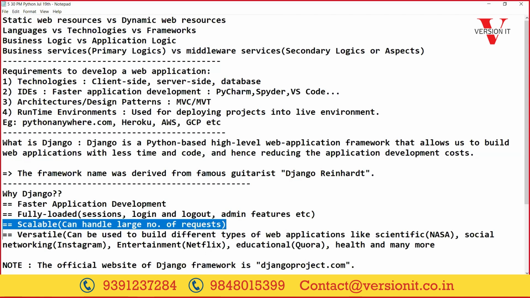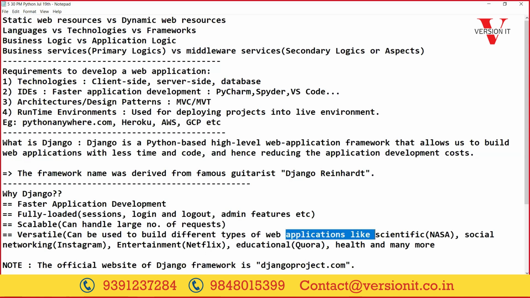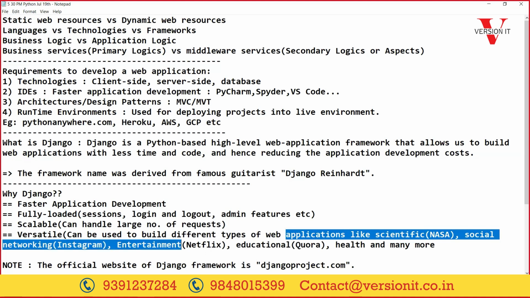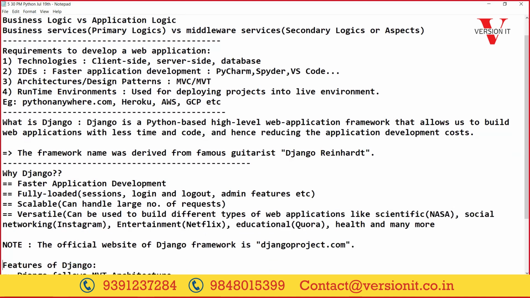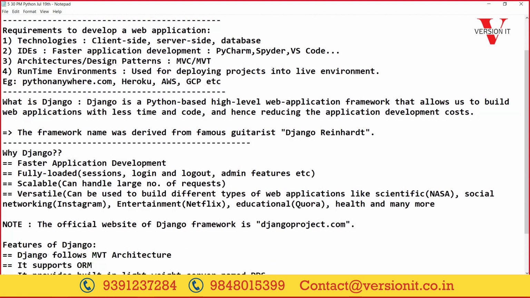That's why it is one of the reasons. So you can see here scientific applications, NASA and ISRO. And when you take social networking sites, Instagram, entertainment, Netflix, educational Quora, like that different websites are built there. So particularly why we have to choose Django, there are some reasons available.